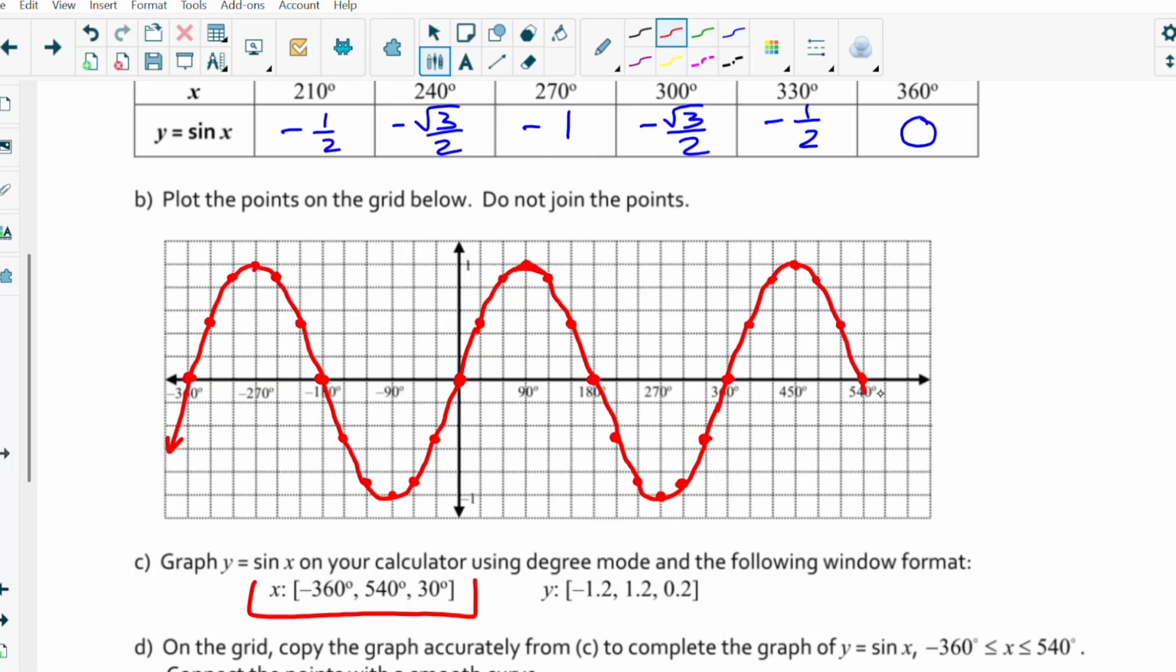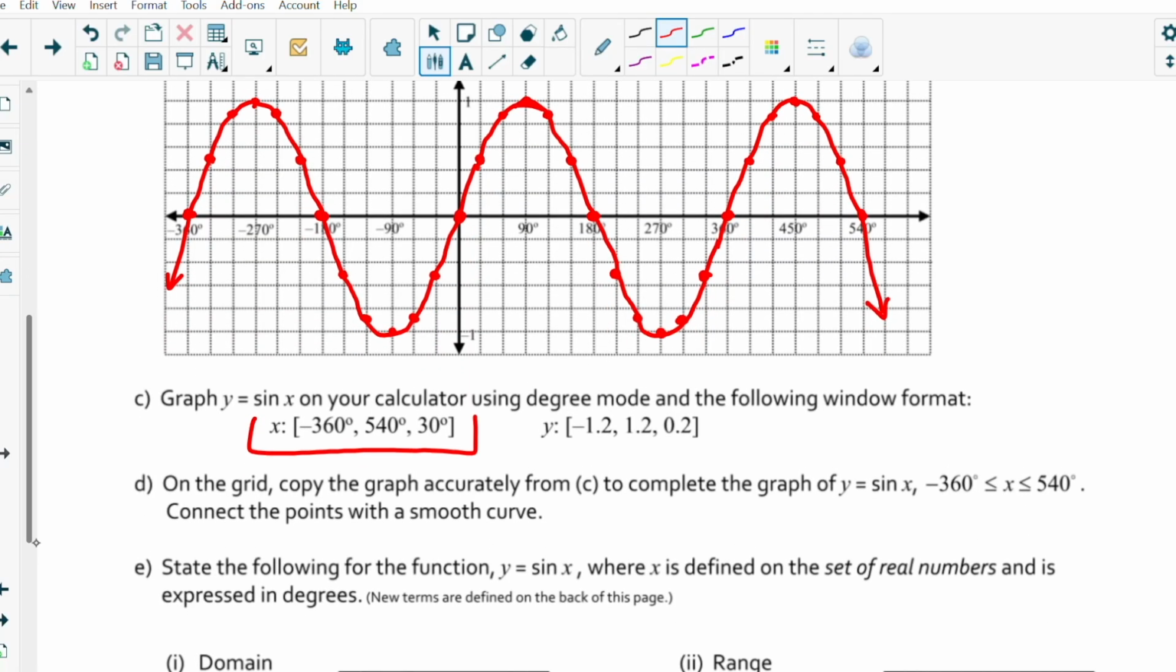Okay, and then end it with an arrow like that because it continues on. Okay, awesome.